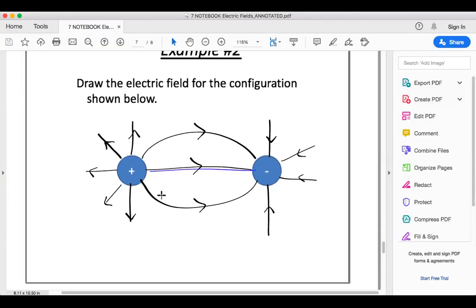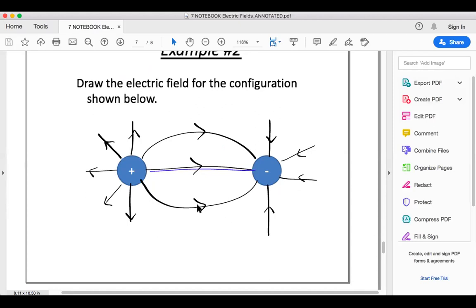And this is how they would look. So you start with maybe radially away from the positive and towards the center of the negative, because this is what a positive test charge would do. And then they will interact because it's the vector sum.